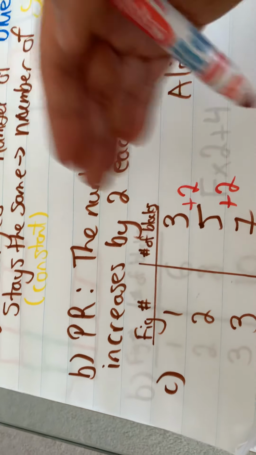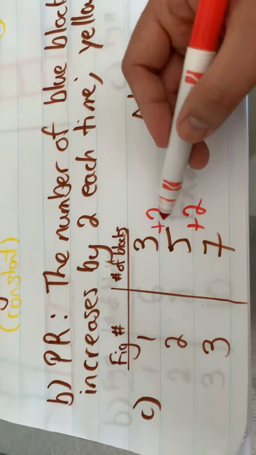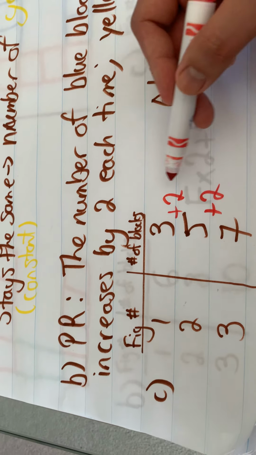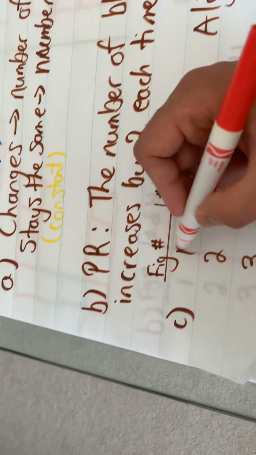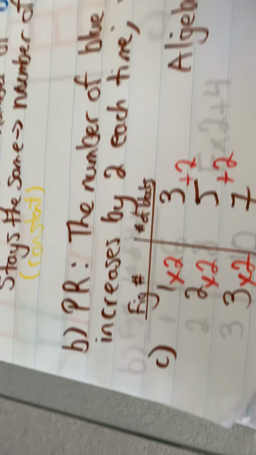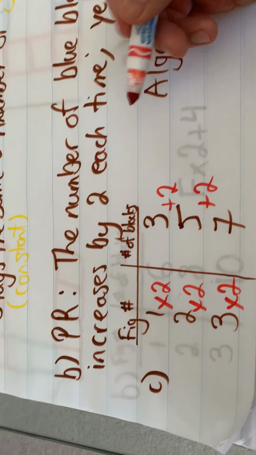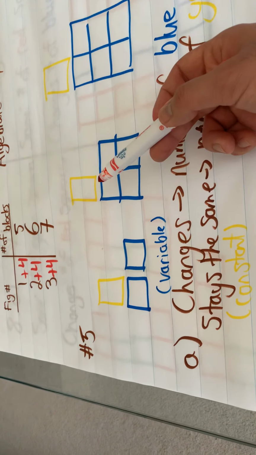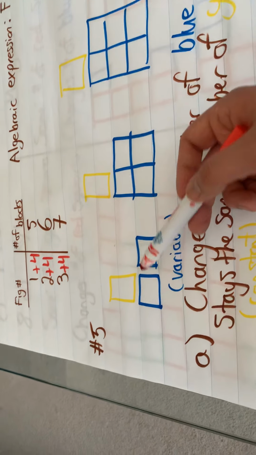The figure number times something. And the something we're going to use is times 2. Times 2, times 2, times 2. All right? Why is it times 2? Because each time it's adding another 2 blocks. 2 blocks, 2 blocks, 2 blocks.